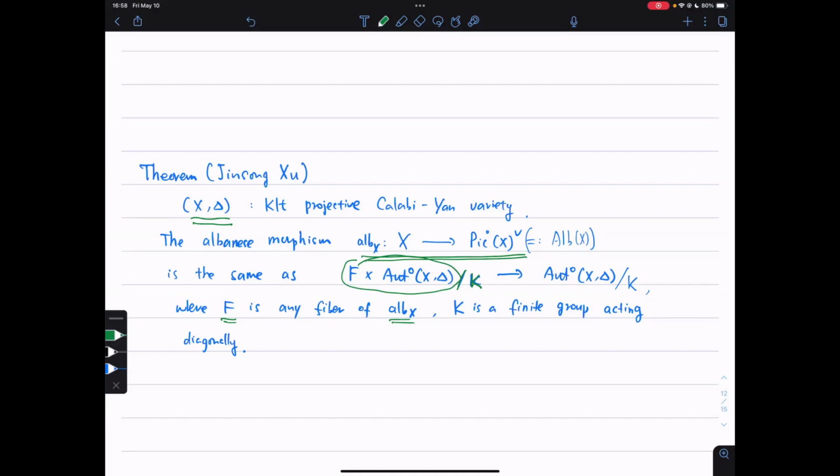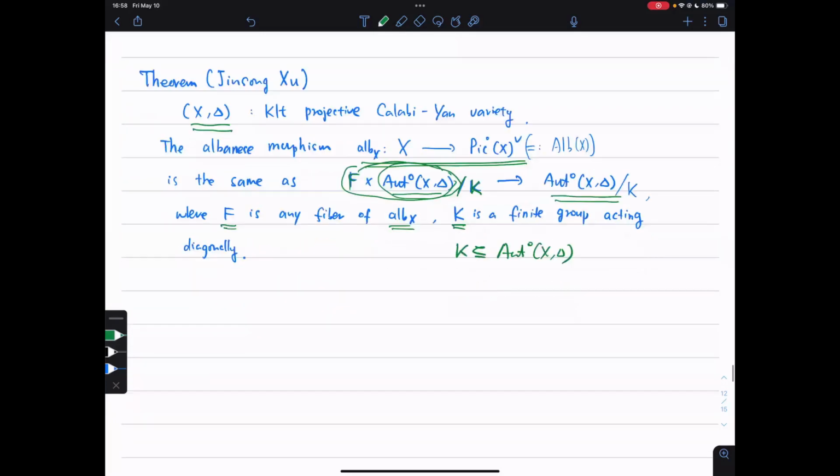Okay, let me put it this way. K is a finite group in Aut 0. And the Albanese map is exactly given in the following form. You take a fiber product with Aut 0, and you quotient out by this finite group. This group acts diagonally, and the contraction is given by the second factor. So this is the same as the automorphism, the Albanese map.